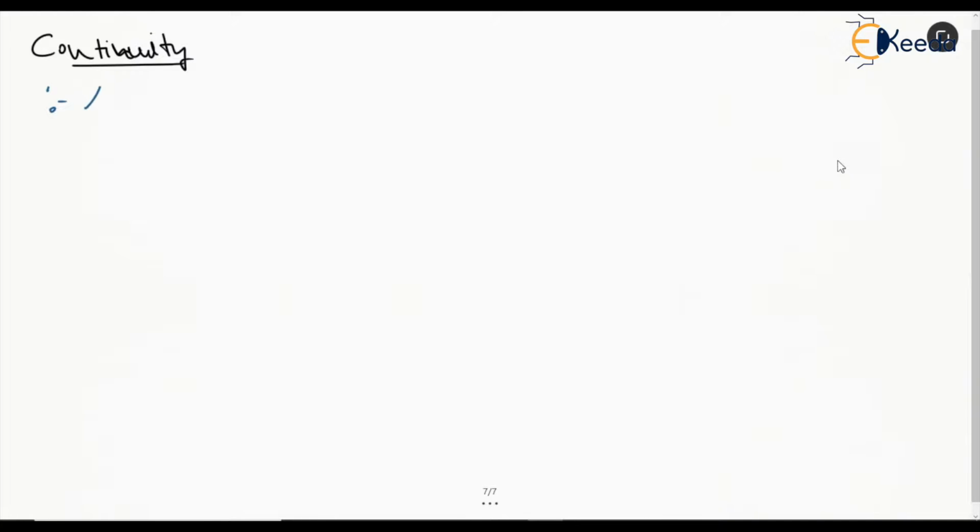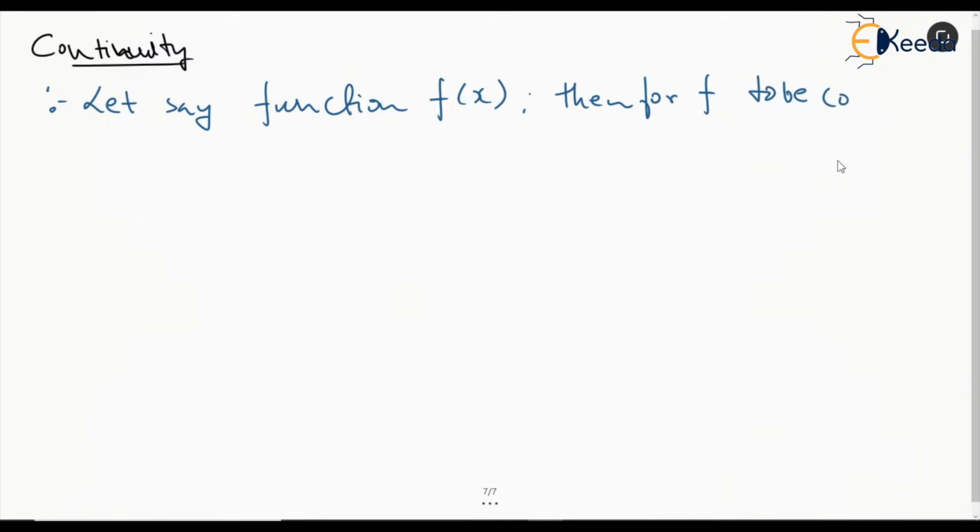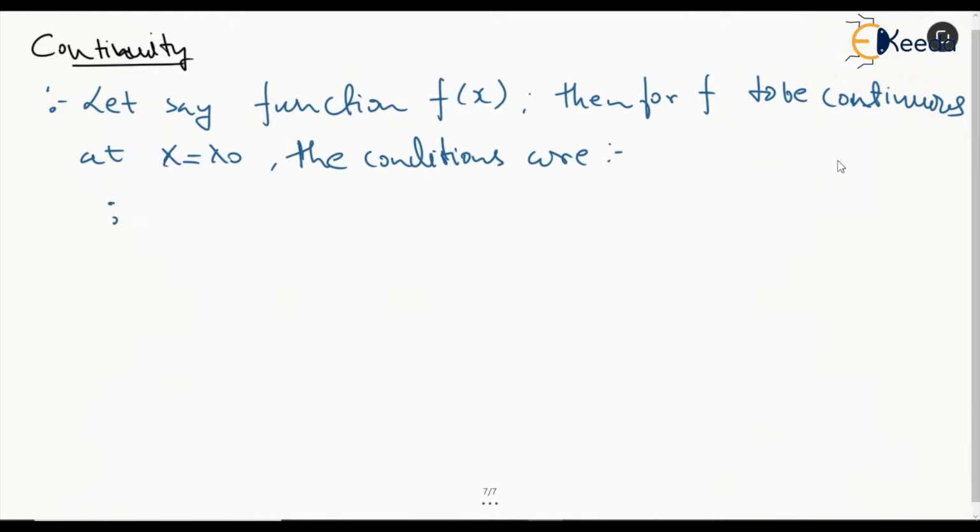Let's say there is a function f of x, then for f in the sense f of x to be continuous at x is equal to x naught, the conditions are: the first condition is that the limit of the function as x tends to x naught should exist.